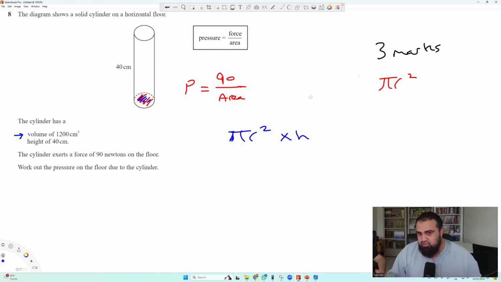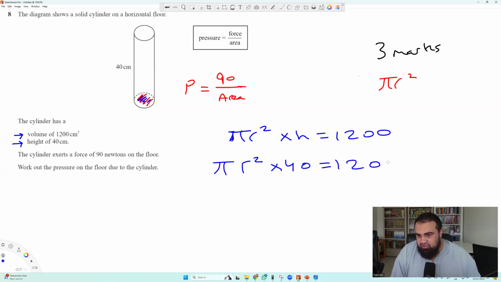Okay, so that's that. So you got pi r squared times height. That's the volume of this cylinder, and we know it equals 1,200. So pi times r squared, which we don't know what it is, we don't know what r is, times the height, which we've been given, which is 40, and that is equal to 1,200.